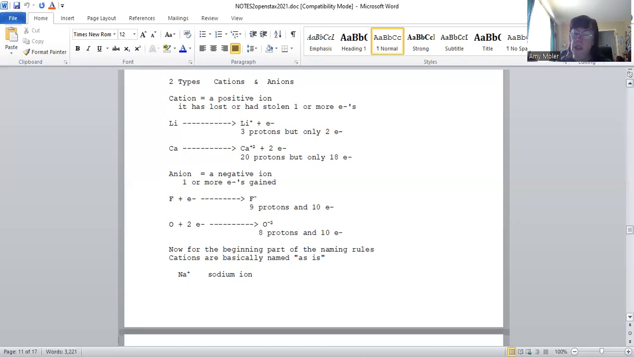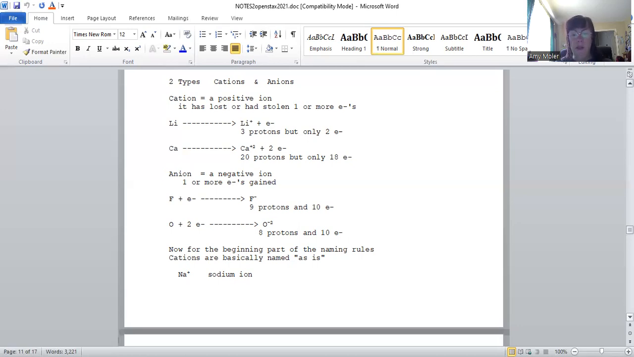How about if you have calcium? Calcium has 20 protons, 20 electrons to start with. It has a tendency to lose 2. So the 20 protons remain, but now you've only got 18 electrons. This is where your positive 2 charge comes from.